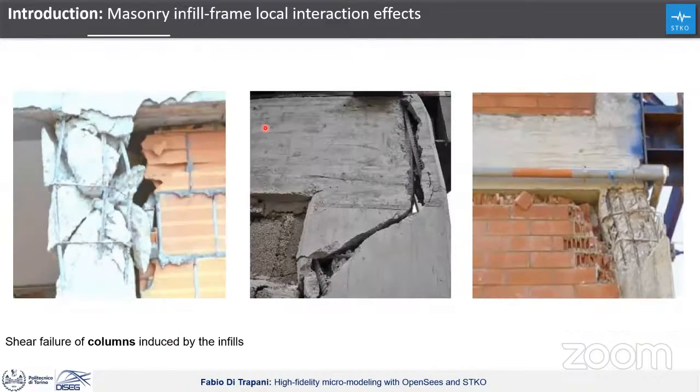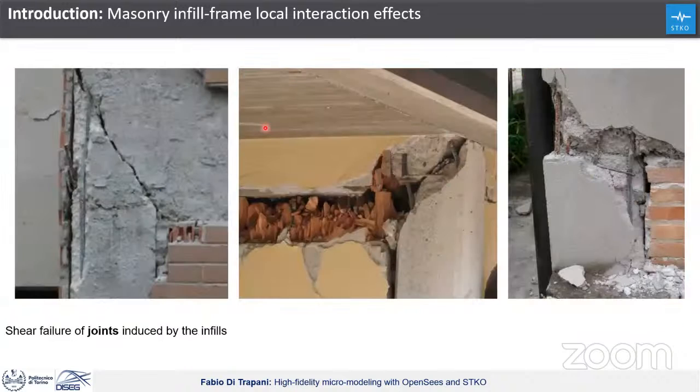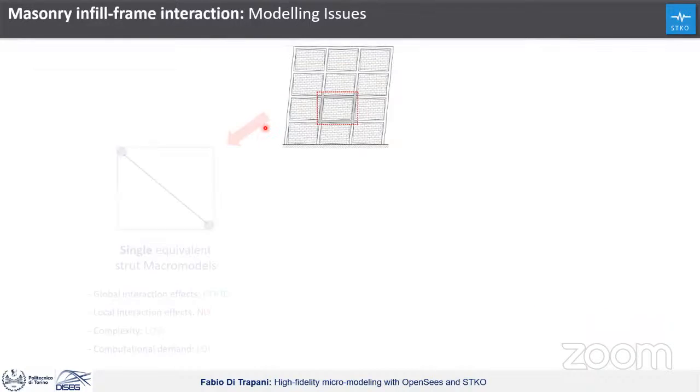As an example, here you can see shear failures at the end of the columns, again at the end of the columns, or also within the joints. This is very common in reinforced concrete frames that are not equipped with the seismic detailing provided by the more recent seismic codes.